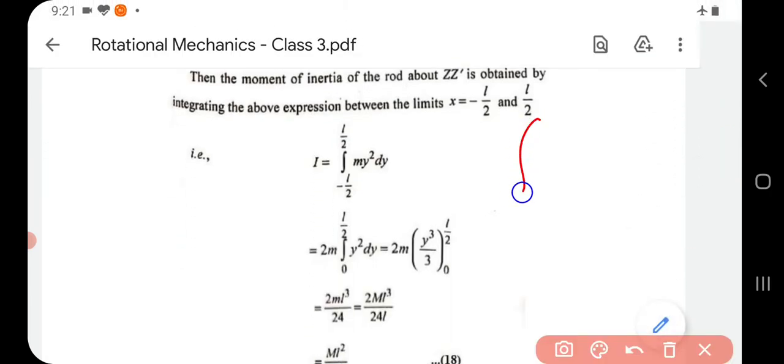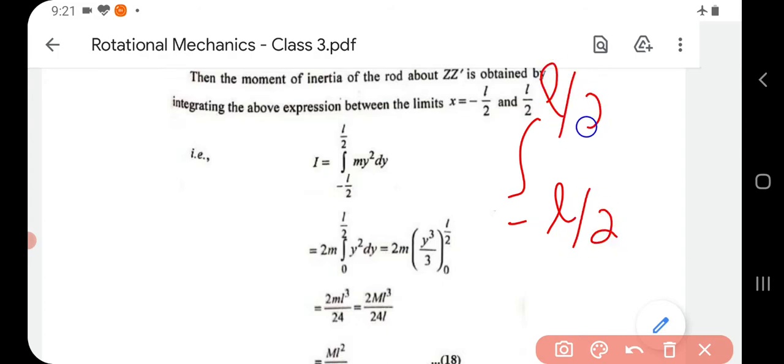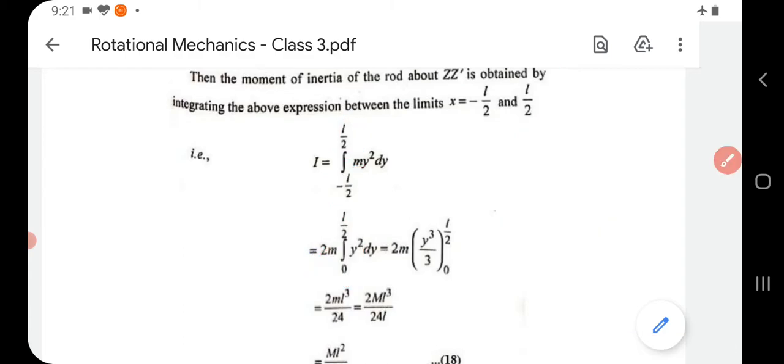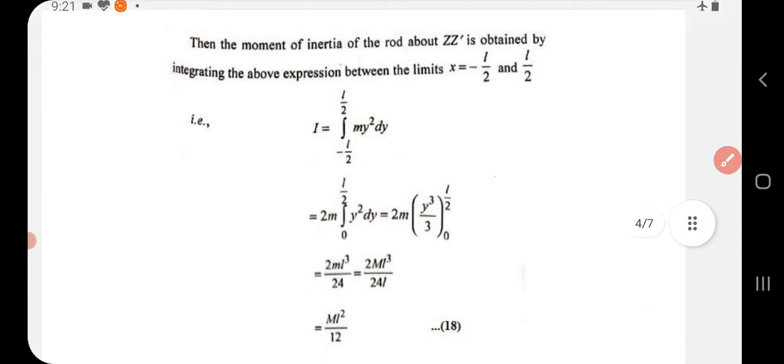Now this minus L by 2 to plus L by 2, here you are changing the limit from minus L by 2 to plus L by 2, to 0 to L by 2. If you change that limit, you have to multiply it with the 2. That is why a 2 is coming. That is simple mathematics, which you might have studied in your classes of integration.